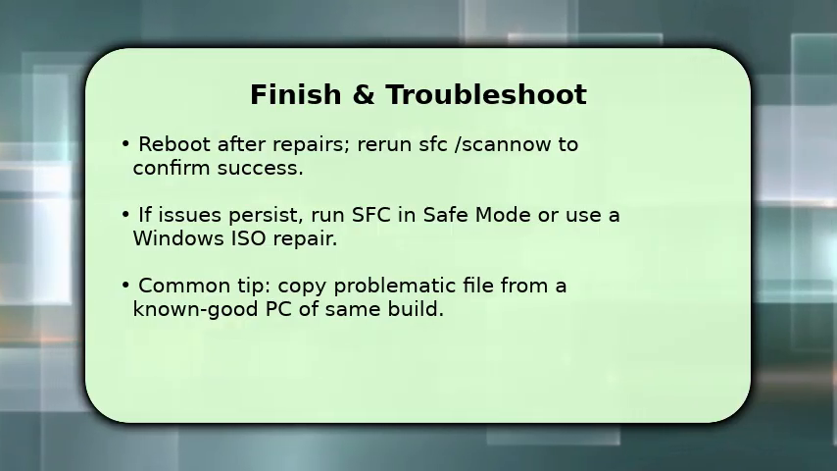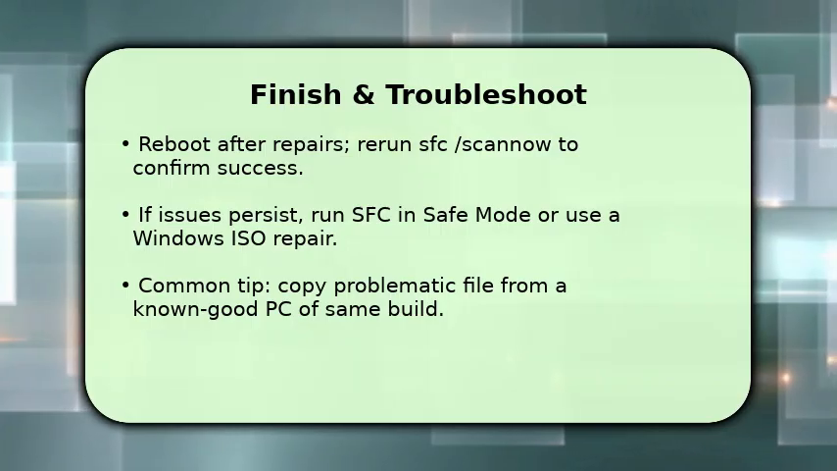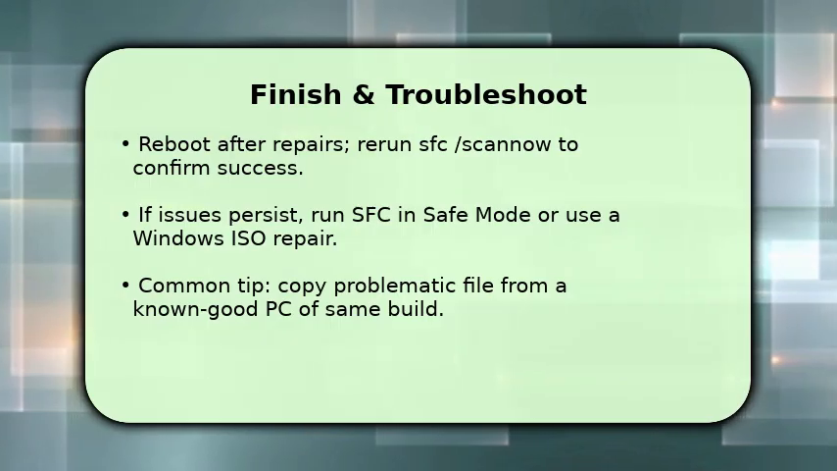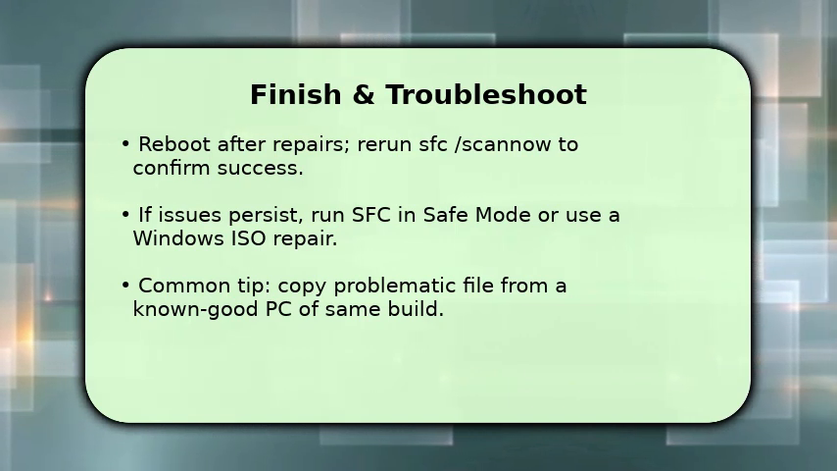As a final measure, use a matching Windows ISO and run an in-place repair or manually replace the corrupt file from a known good machine of the same build. If that fails, restore from backup or seek targeted repair for the specific file.